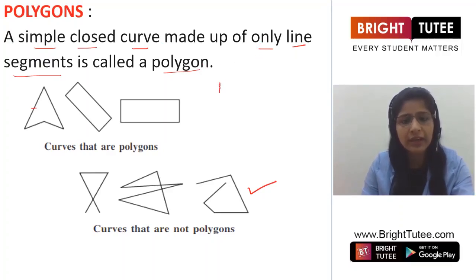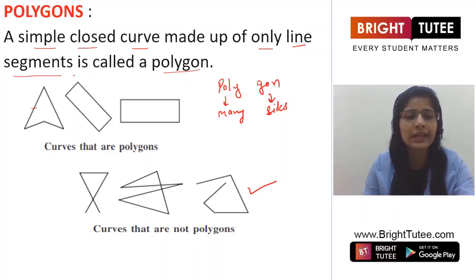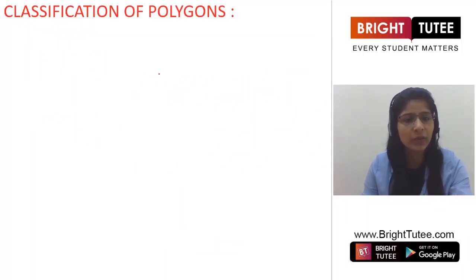polygon. So here poly means many and gon means sides. So you see, a figure made up of many sides is called a polygon. It should be a simple closed curve with only line segments. So this is the main thing that you need to keep in mind, that it should only be made up of line segments. Now let us go to the next one, which is classification of polygons.